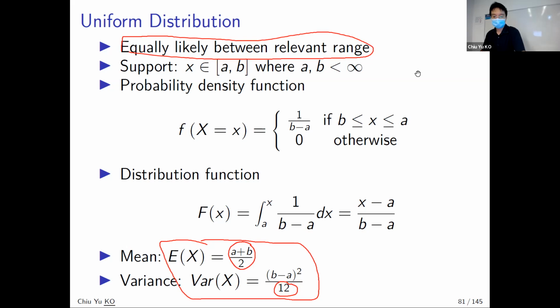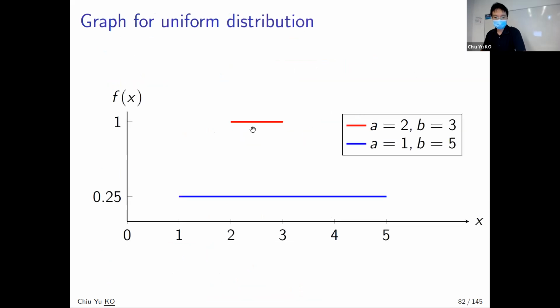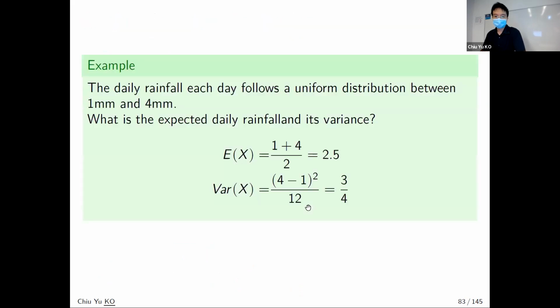If not, then when A and B are between 2 and 3, it will be this one, because the base is 1, so the height must be 1. Here the base is 4, so the height is 1/4. That is what it is supposed to look like, and here is the formula you will probably apply.